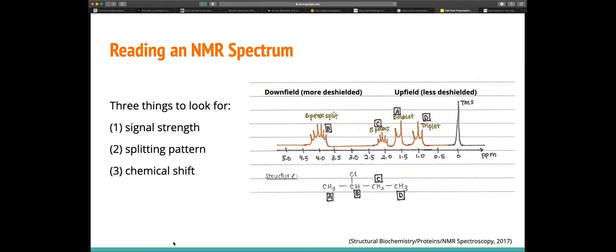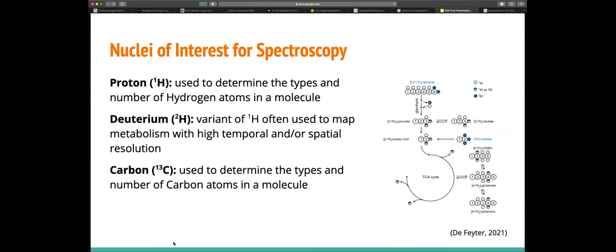And then the other important thing is chemical shift, which, just as a reminder, is essentially a measure of where we're seeing an atom resonate as compared to some reference. So next slide, please. So spectroscopy is based on various nuclei of interest. Depending on the nuclei you choose to tag, you'll see a particular signal which favors the quantification of either hydrogens or carbons in a molecule.